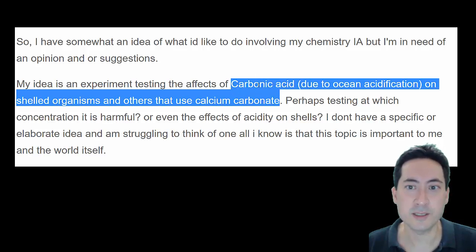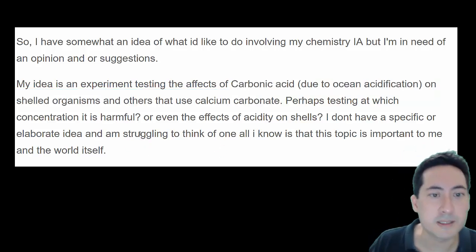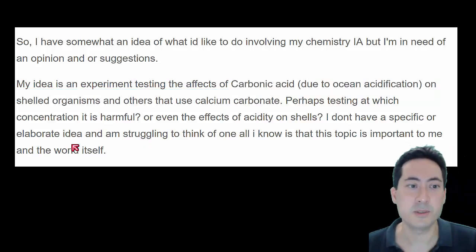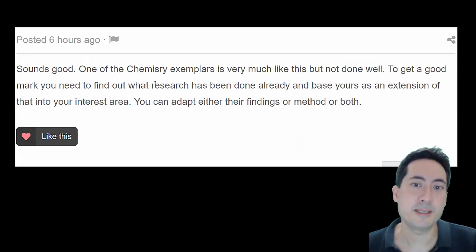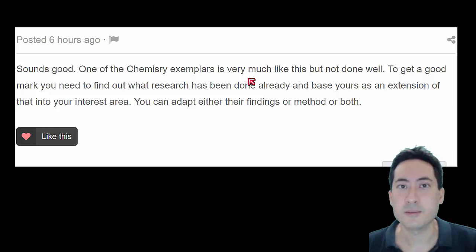Carbonic acid affects seashells, and he wants to know how I go about it and how I make something that is important and I can elaborate on. So I've replied to him basically saying you've got to be able to get into the research and you've got to work out what's been done and then extend that or alter that. And so you're basically extending the scientific knowledge of the world.